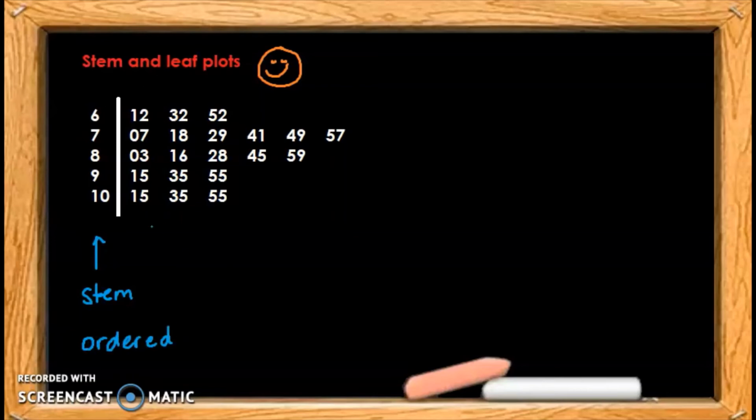Secondly, when we have a look at the other part, this part here, this is what they call the leaf part or the leaves of the plot. And they're also ordered from the lowest to the highest within each category. So we need to make sure we do that as well. Normally, we're also given some sort of a key. And so therefore, we should always write a key for our stem and leaf plot. And a key you might write as something like this.